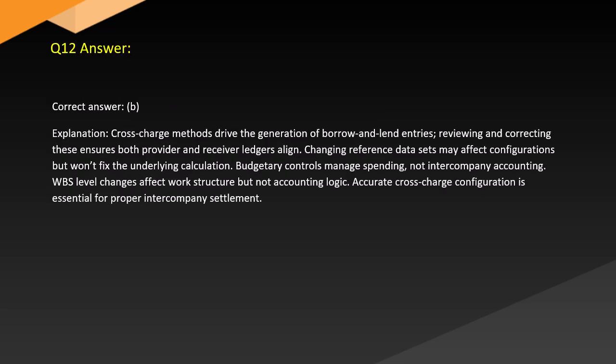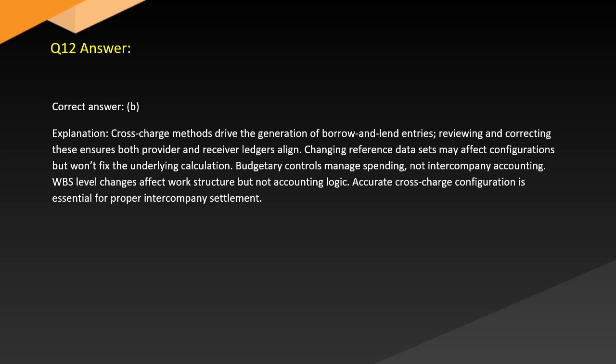Answer. Correct answer. B. Explanation. Cross-charge methods drive the generation of borrower and lender entries. Reviewing and correcting these ensures both provider and receiver ledgers align. Changing reference data sets may affect configurations but won't fix the underlying calculation.